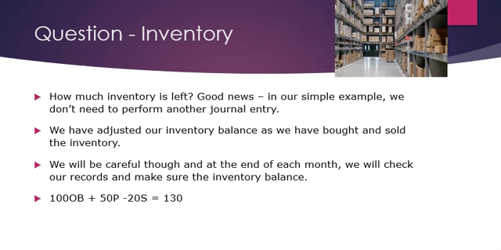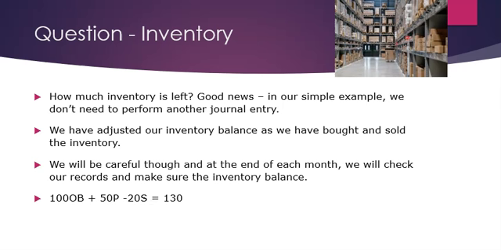So the question remains, how much inventory do we have on hand? And there's good news. In our very simple example here, we do not need to perform another journal entry. Under the perpetual inventory system, we do not need to perform another journal entry. We have our value of the inventory in our inventory balance as we move along. So we have already adjusted our inventory balance as we have bought and sold our inventory.